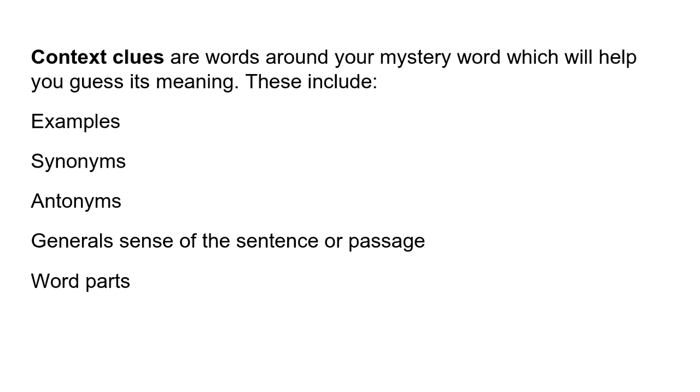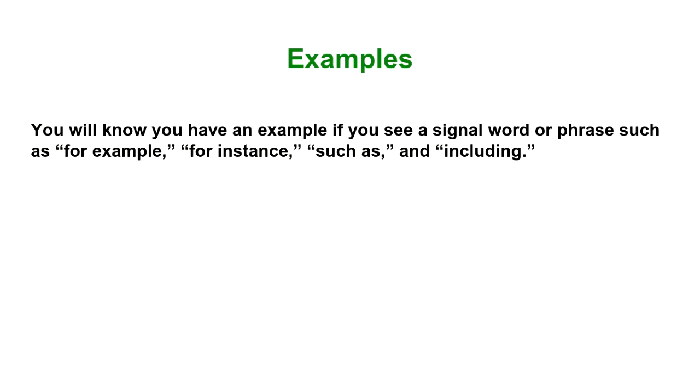So let's begin with examples. Examples are pretty easy, and we know that we're seeing an example when we have a signal word or phrase, like, for example, for instance, such as, including, or even the word like.